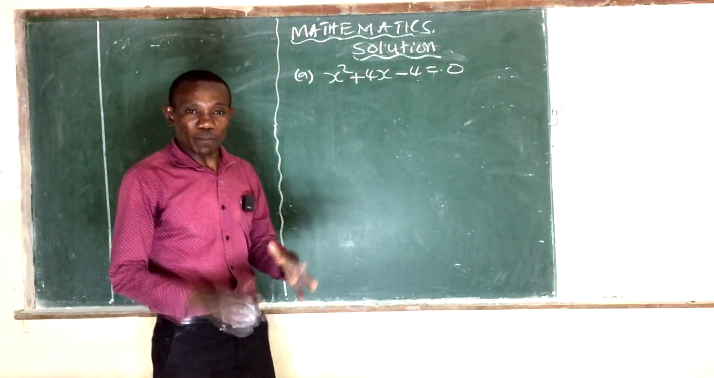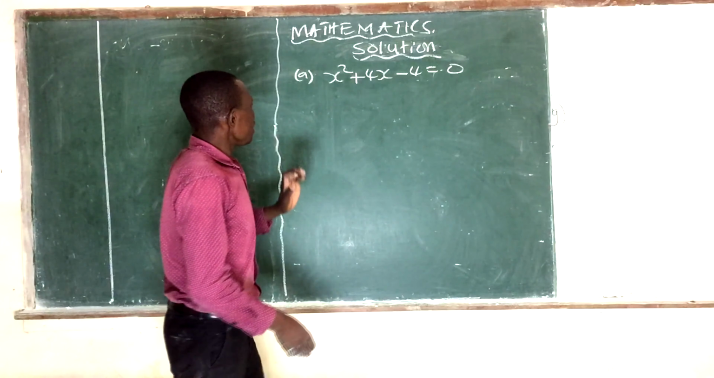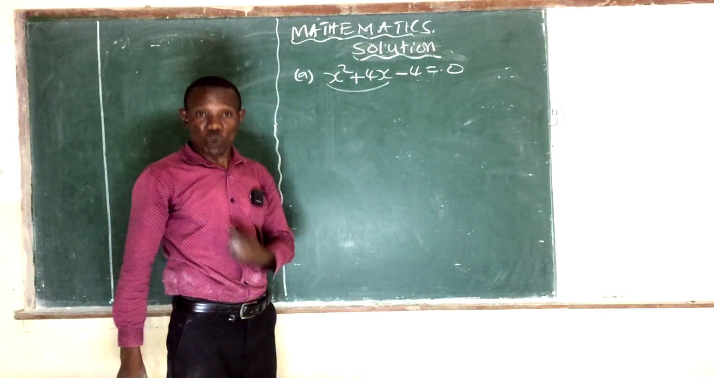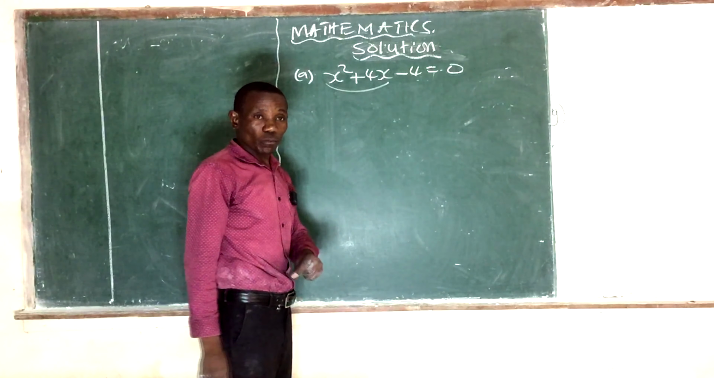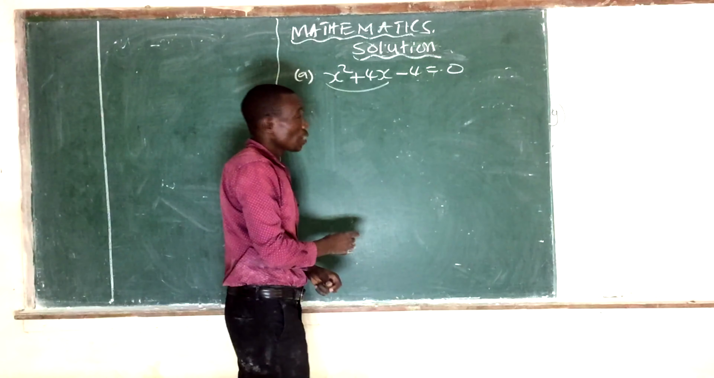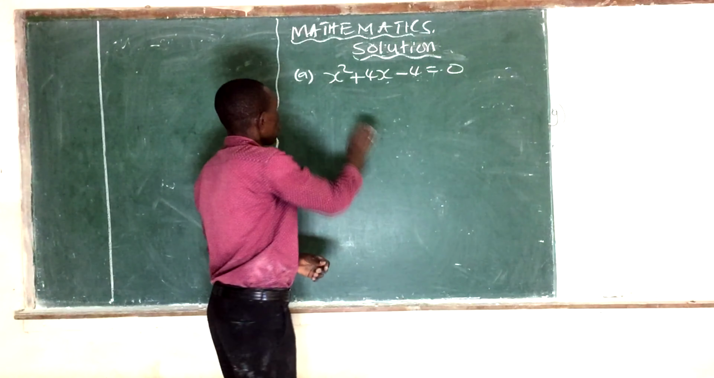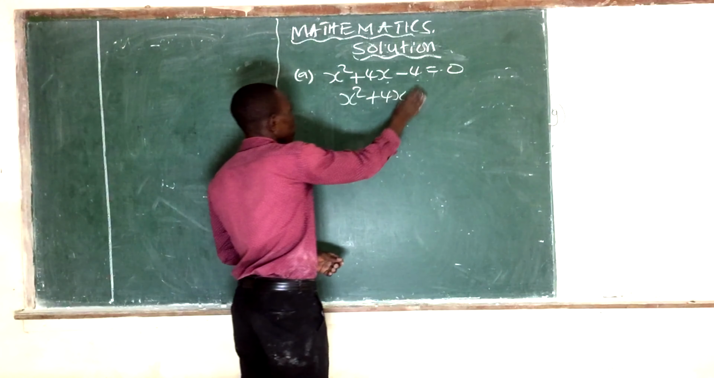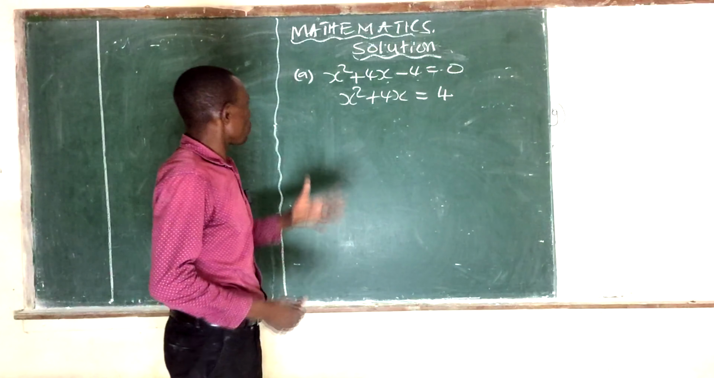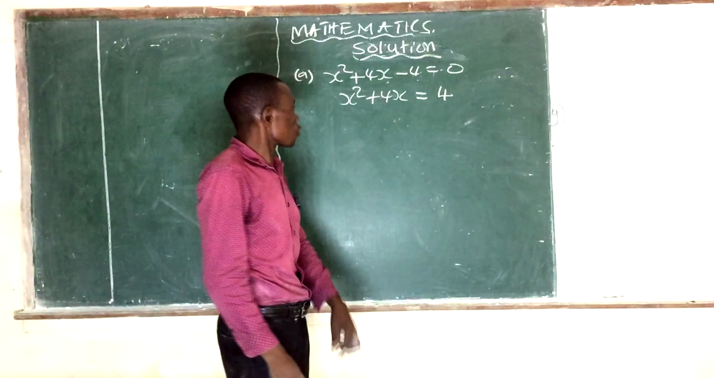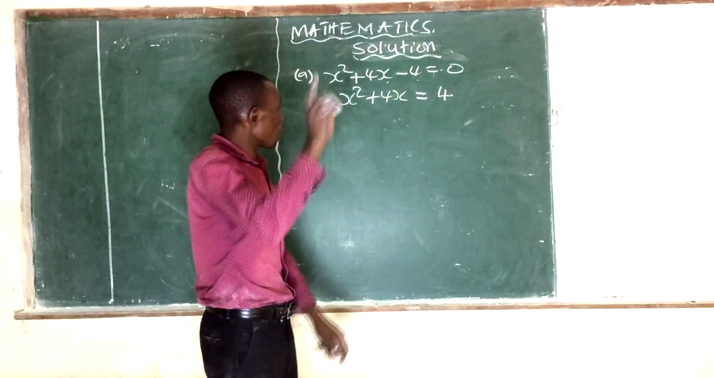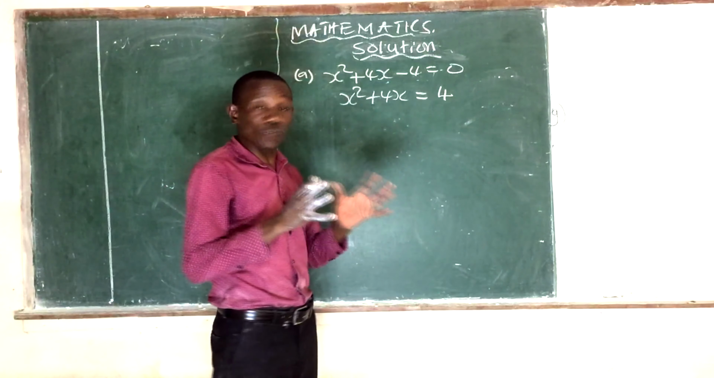First step, without wasting much of our time. What we need is only this expression first, which we need to make a perfect square. What we are going to do is transfer this constant term to the right-hand side, such that we have x squared plus 4x equal to 4. So always remember that when you need to solve a quadratic equation by completing the square, make sure you have an expression in two terms, as we discussed earlier in completing the square.